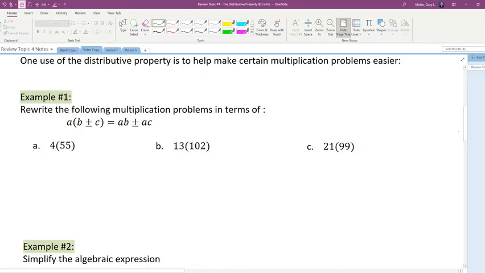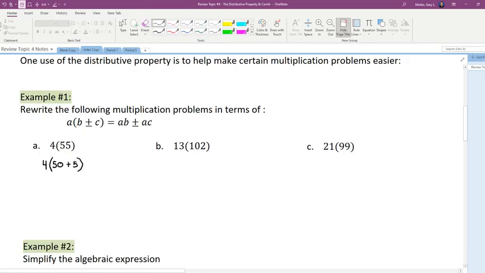So if I'm going to multiply 4 times 55, I can obviously grab a calculator or I can work it out long way. But you could also try to find a way to turn 55 into the sum or the difference of two maybe easier numbers to do math with. For example, with 55, I'm going to think about 50 plus 5. So this says 4 times 55, but I'm just going to turn it into 4 times 50 plus 5.